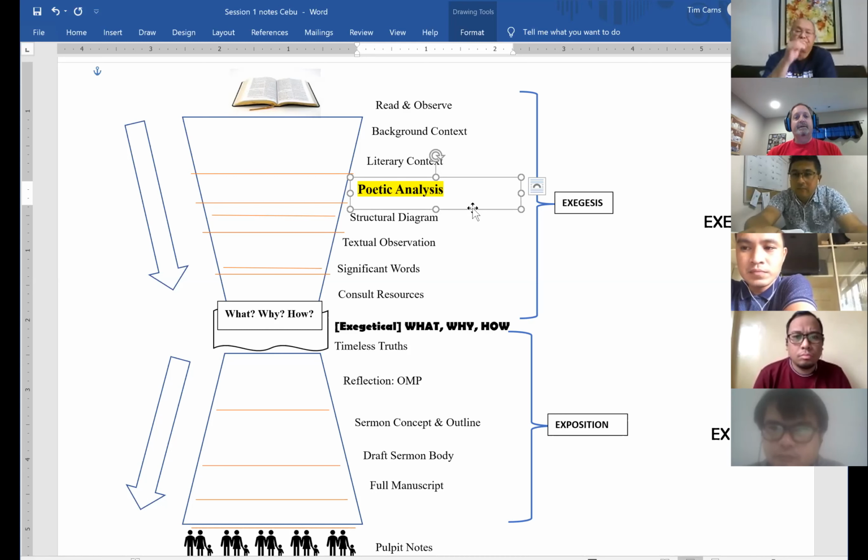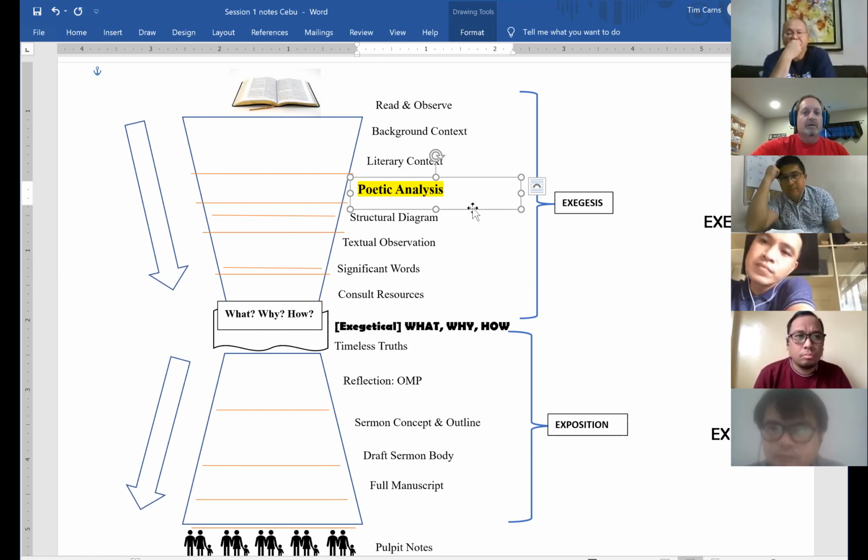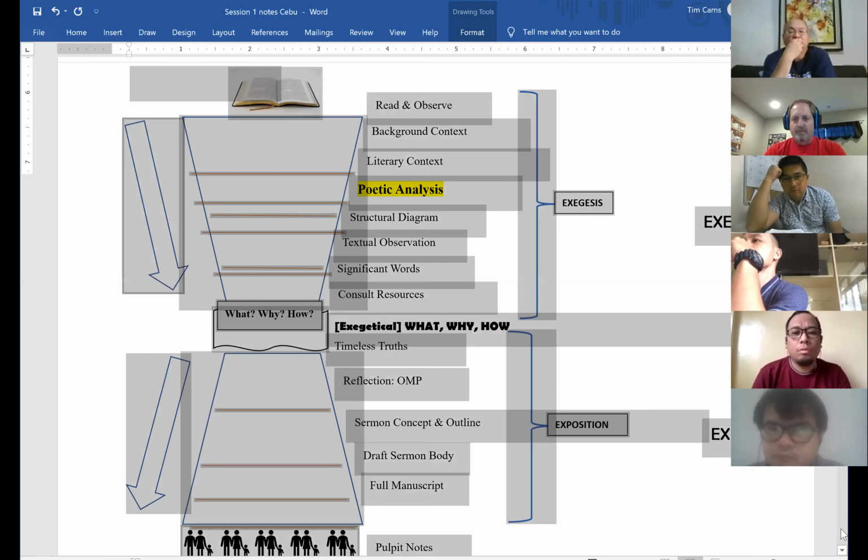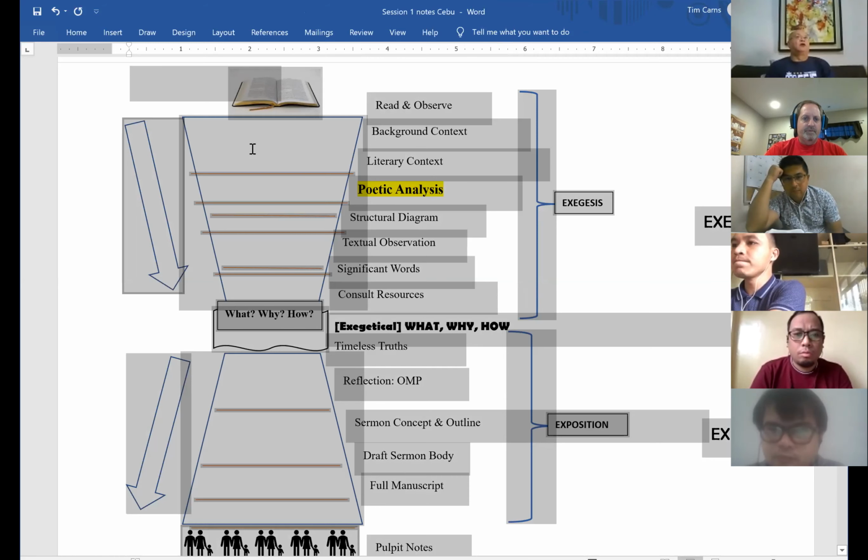Yeah, and we're just looking at the first three steps, which are, let me see here if I can. My screen's frozen. Hold on a second here. I'm having trouble here with my, there we go.